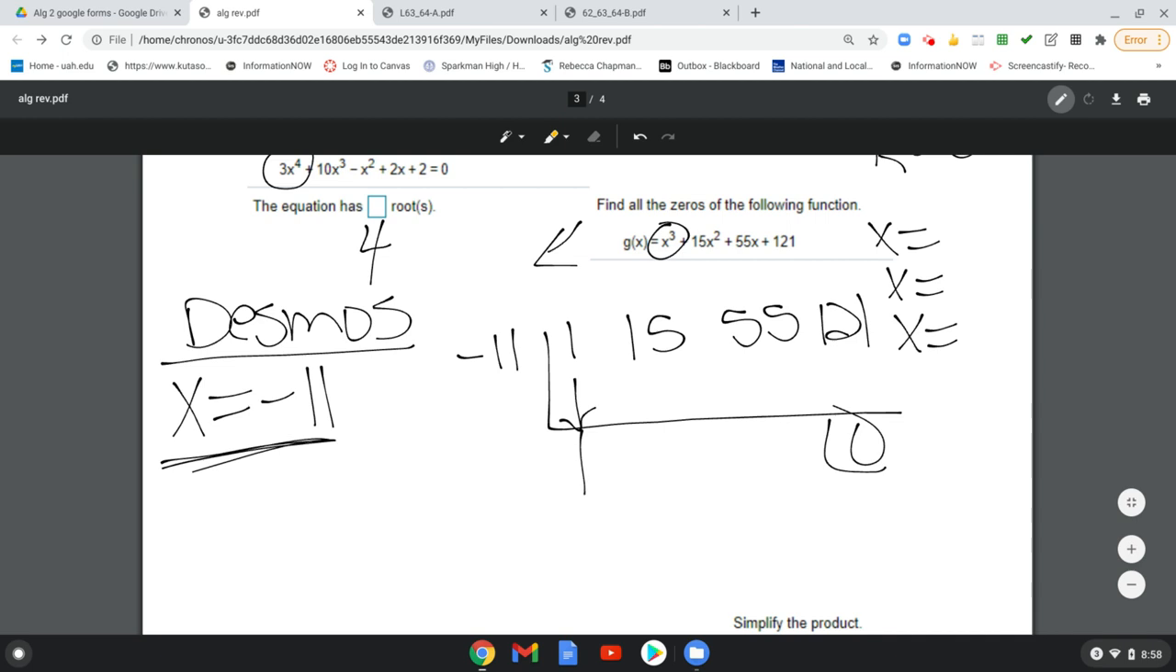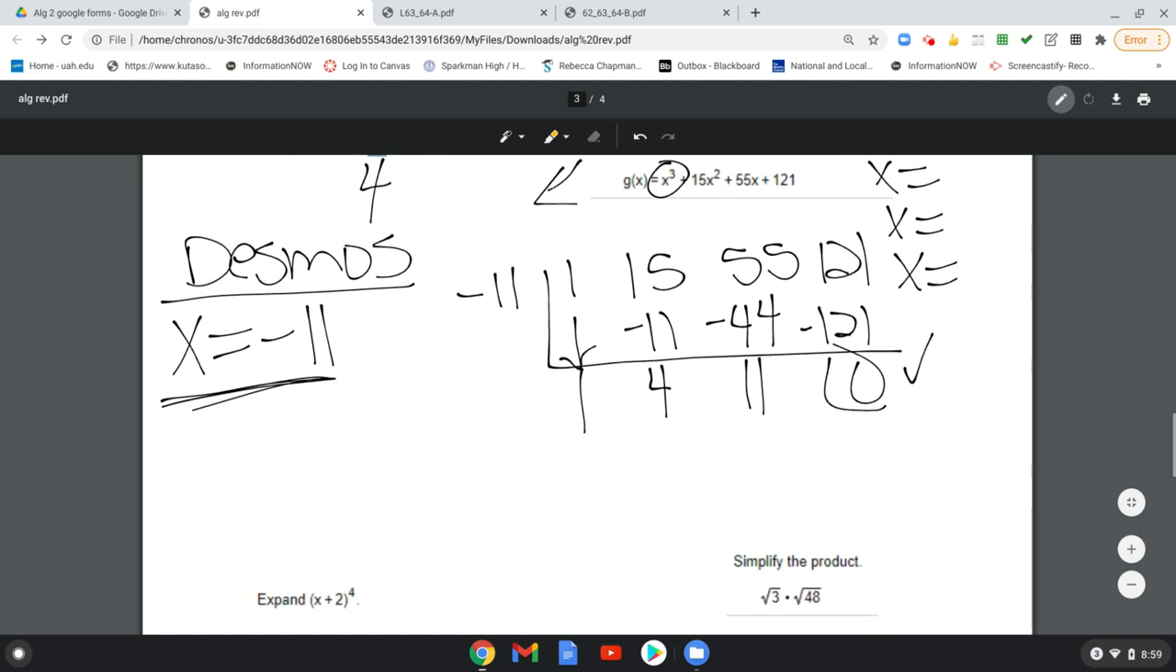So we pull down that 1, we multiply. When we add, we get 4. We multiply, we get -44. When we add, we get 11. And then when we multiply, we get -121, which does give us 0. Now, that's my first answer. I need 2 more answers.